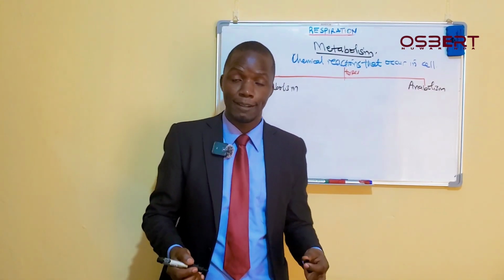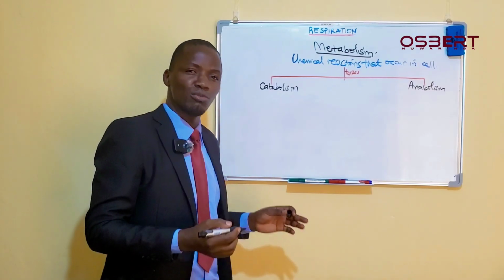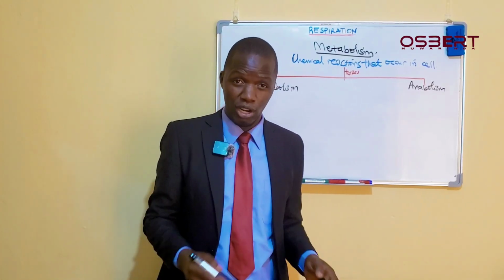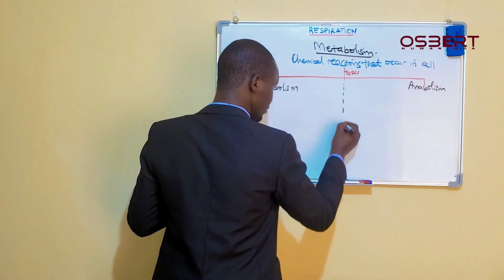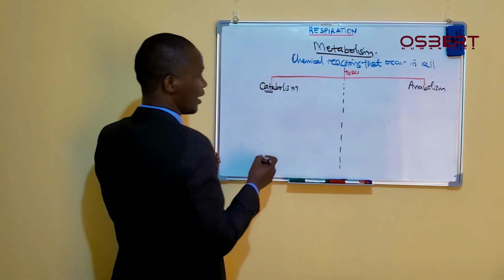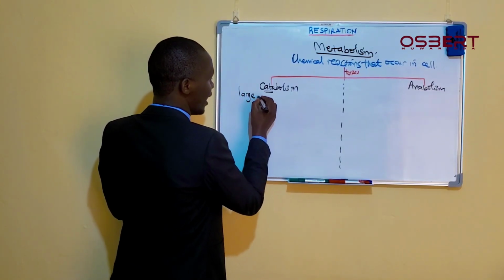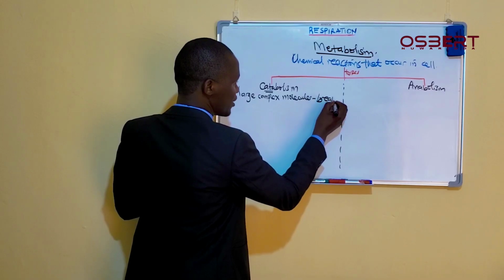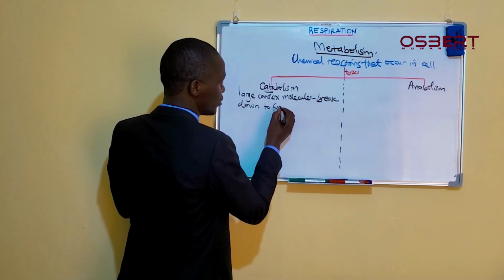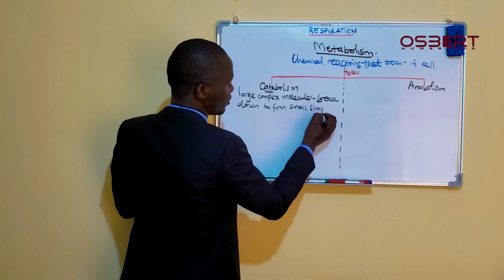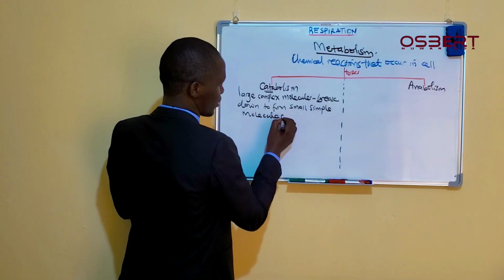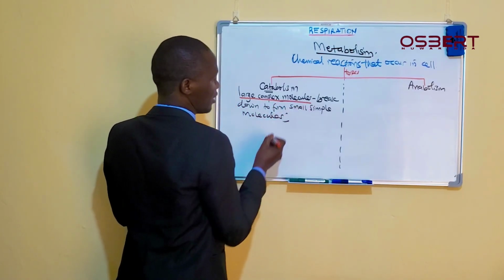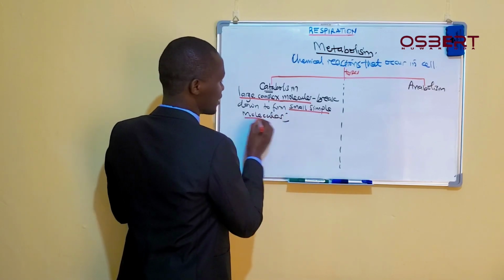In one of the chemical reactions, small molecules come together, and when they come together, they form large complex molecules. And in the other reaction, we have the reverse. I don't know which one is which. In catabolism, you have large, complex molecules. These ones, which are large, break down to form small, simple molecules. What are we saying? We are saying we have large molecules which are complex. They are splitting, breaking down to form small, simple molecules.